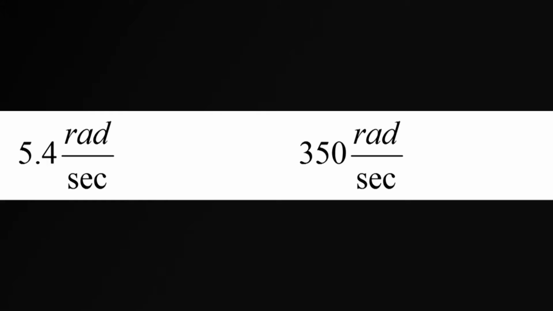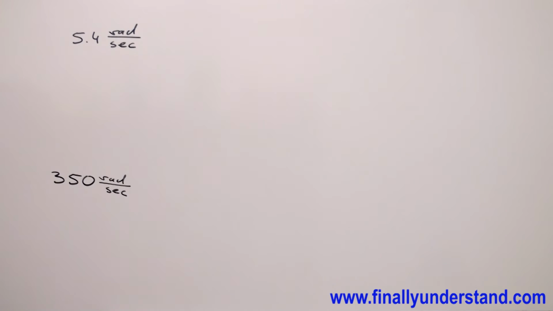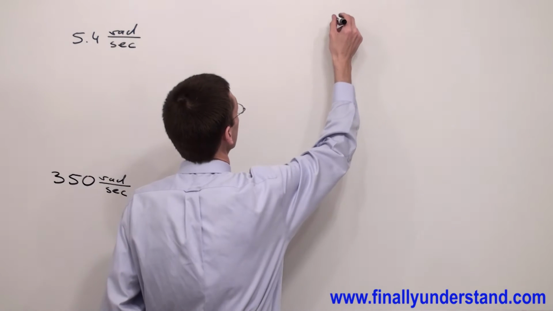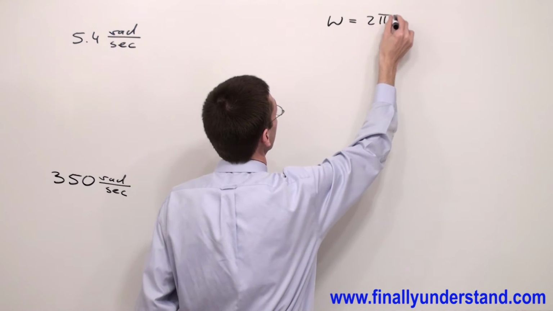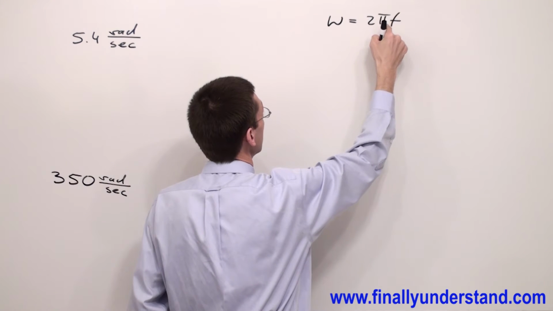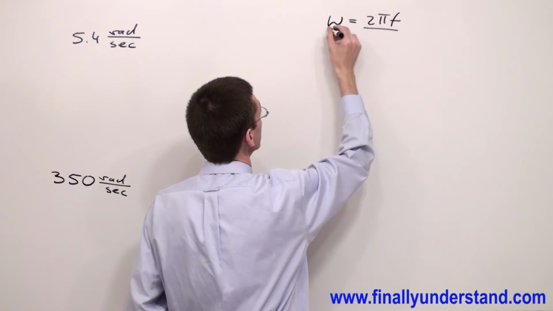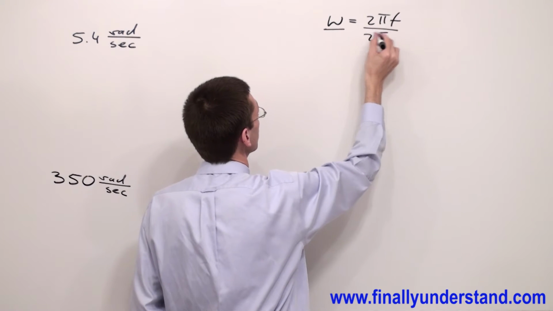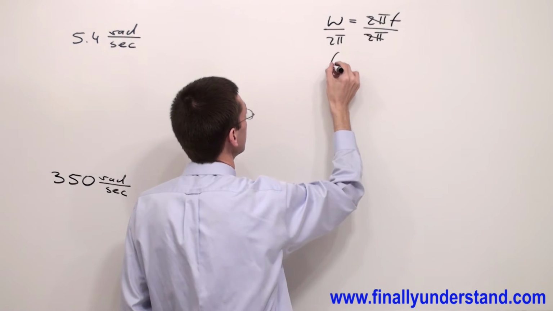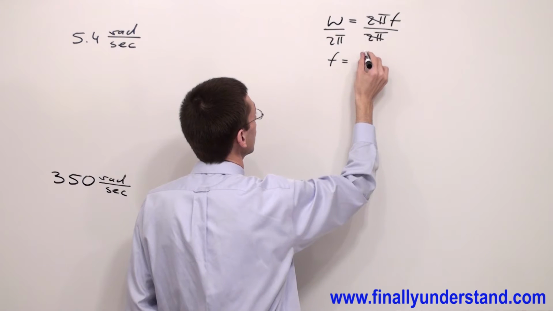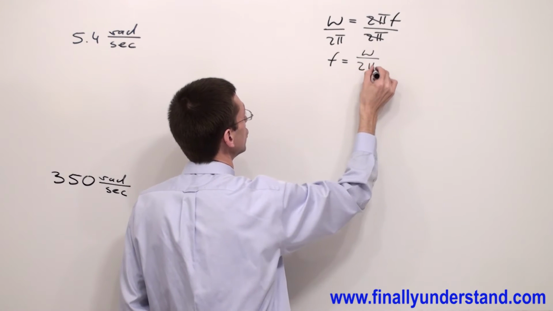This time we're supposed to calculate the frequency and period of a sine wave having a radian frequency. I have 5.4 radian frequency. The formula says omega, radian frequency, is equal to 2 pi f. If I want to find f, I have to divide both sides of the equation by 2 pi. 2 pi and 2 pi will cancel out, and I'm going to have f equals omega over 2 pi.